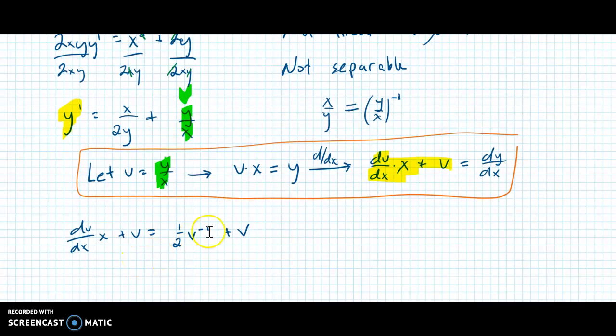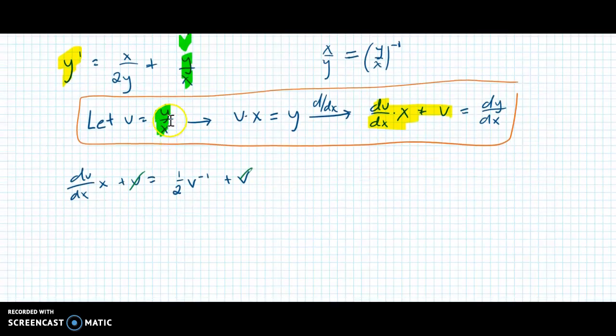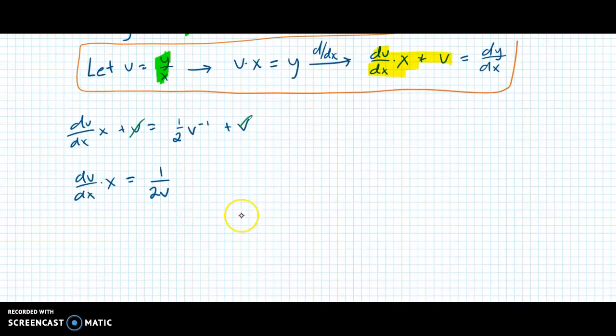And now look, all the squareds are gone, right? This guy right here actually cancels with that guy right there. And then I've just got this dv dx times x equals 1 over 2v. Notice this is now a separable differential equation, right? I got derivative of v with respect to x, I can multiply, divide, stuff like that. So what that gives me is 2v dv equals dx over x.